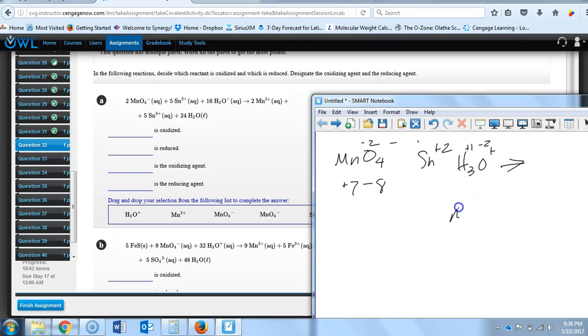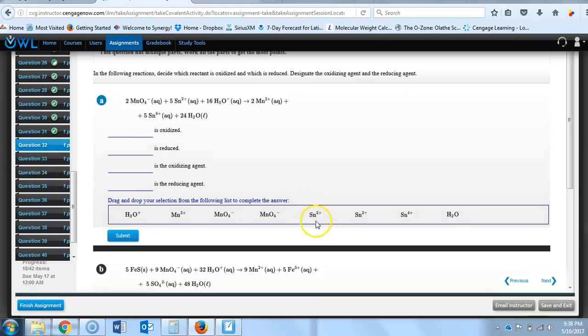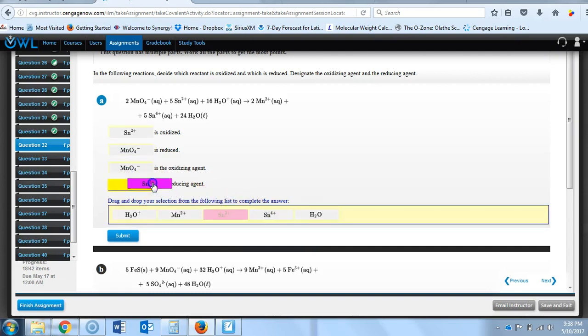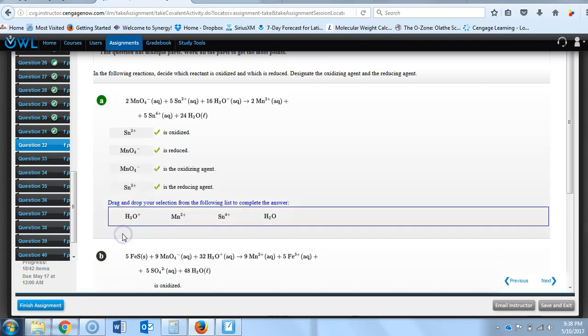On the other side, we have manganese, which is a 2+, so it's going from a +7 to +2, so it's been reduced. The tin has gone from a +2 to a +4, so it has been oxidized. Tin 2 was oxidized. The permanganate ion was reduced. And that makes permanganate the oxidizing agent and our tin 2 the reducing agent.